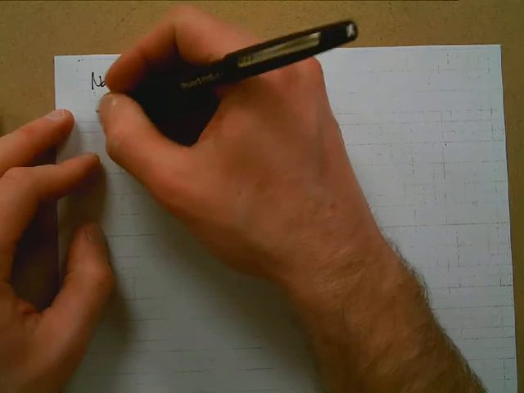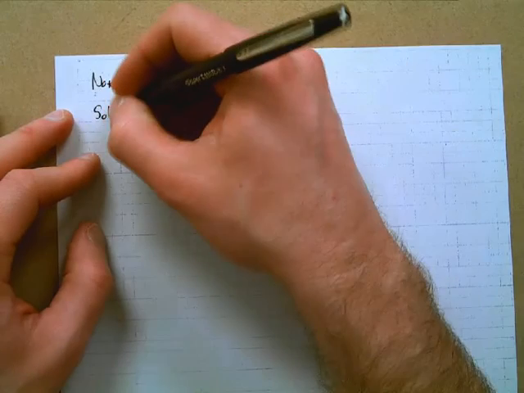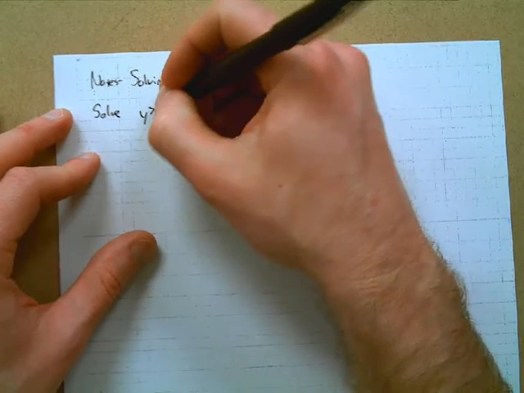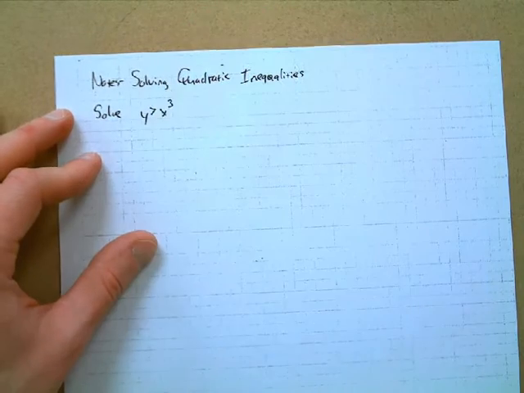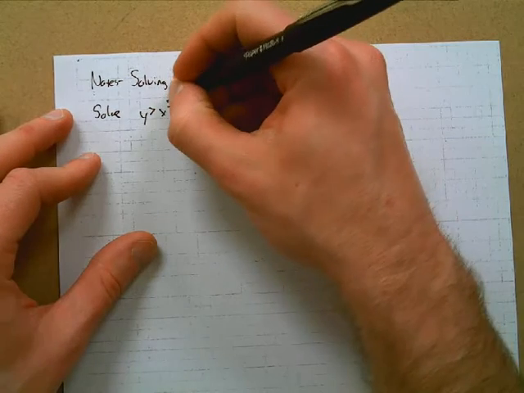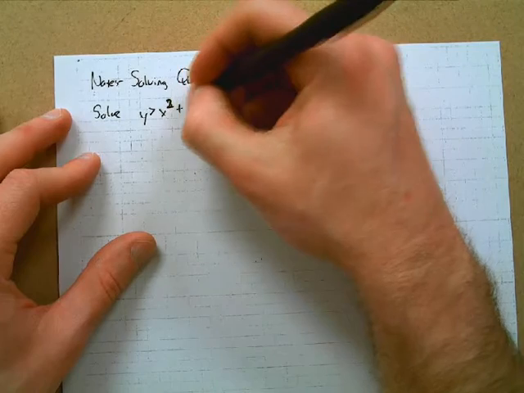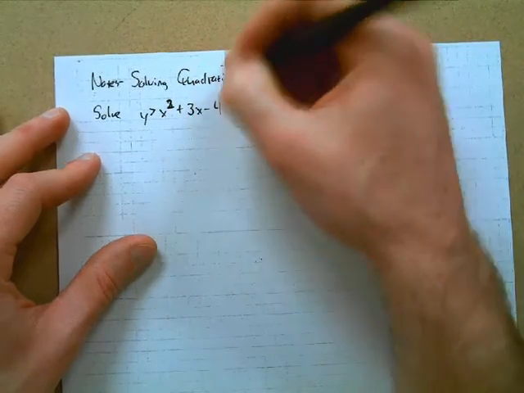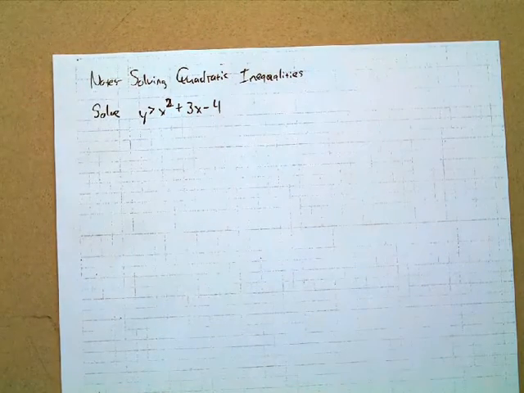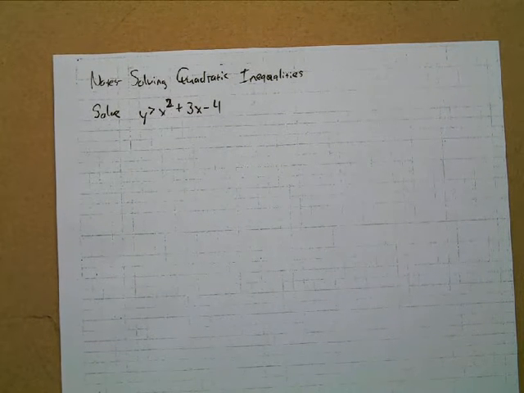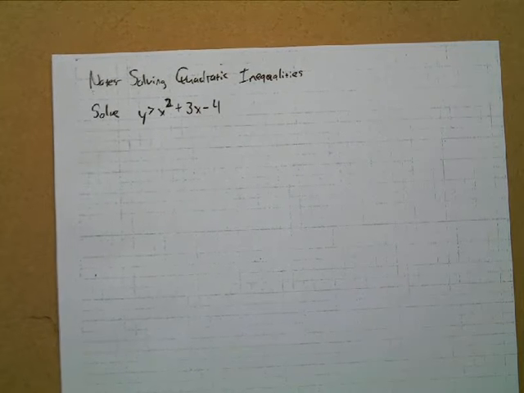So let's solve y is greater than x cubed. Oh, sorry, not x cubed. That's not a quadratic. x squared. y is greater than x squared plus 3x minus 4. Okay. And so you can see why I wanted to refresh our memory about how we graph quadratics in the first place, because we're going to be doing that here today, right?